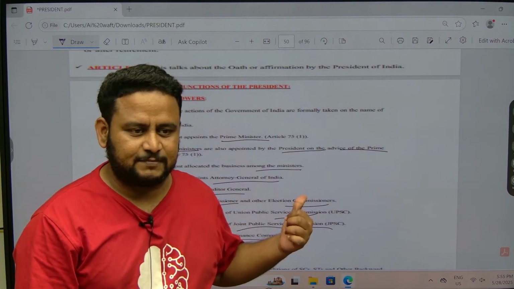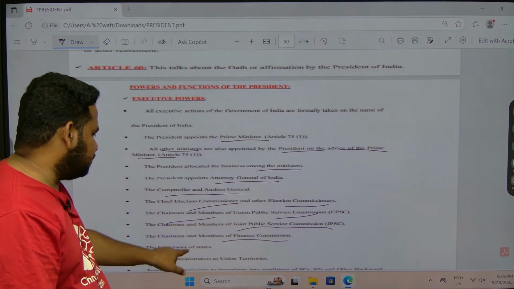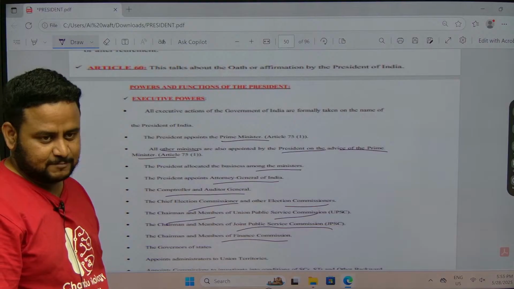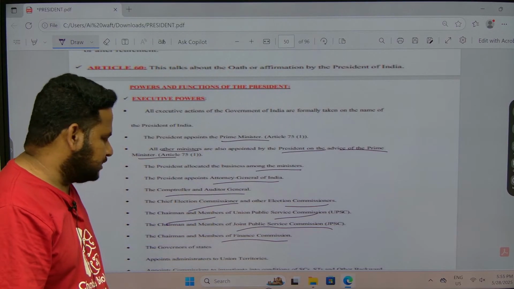That president is appointed by whom? That chairman is appointed by president. And also Finance Commission. Finance Commission every 5 years. That is appointed. Chairman and members of Finance Commission is appointed by president.